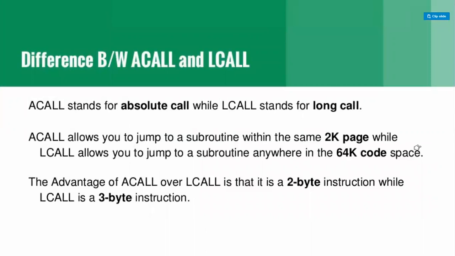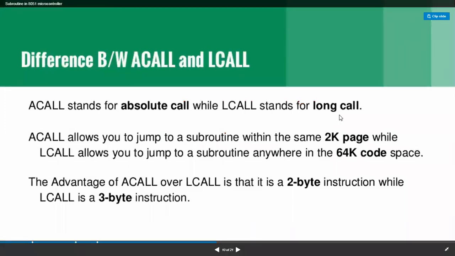Difference between LCALL and ACALL. This one is an absolute call. This one is a long call. ACALL jumps within the 2 kilobyte page, that is a 2 kilobyte size address. LCALL can jump up to 64 kilobytes of space. And the storage size of the ACALL instruction is going to be 2 bytes, and the LCALL instruction storage size is 3 bytes.